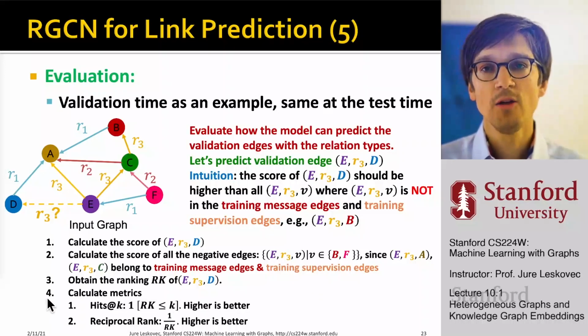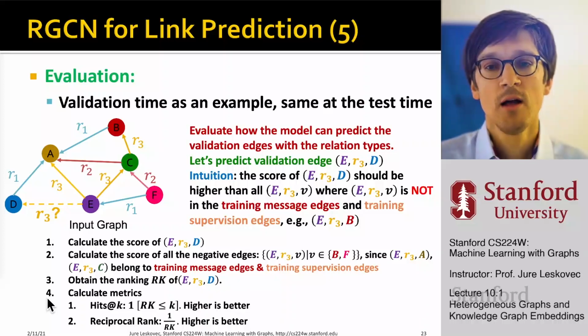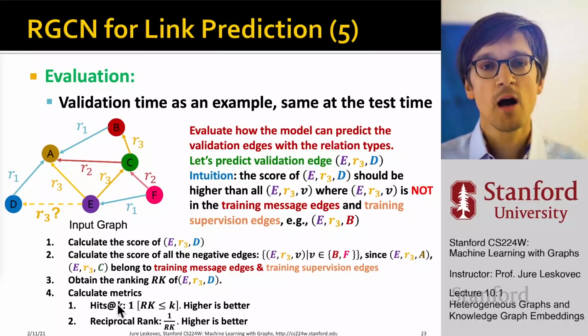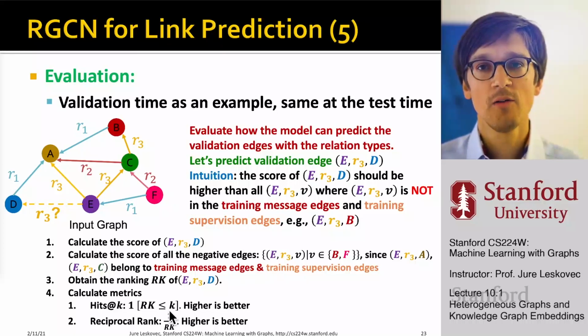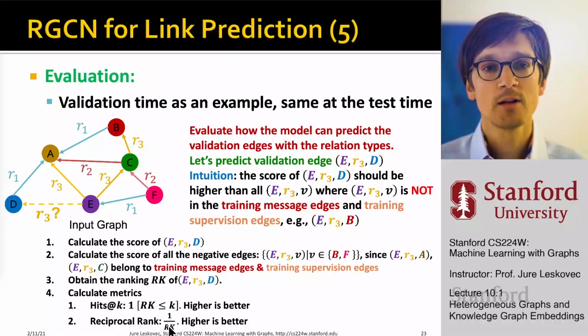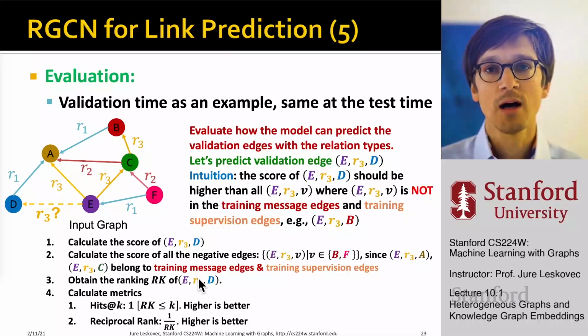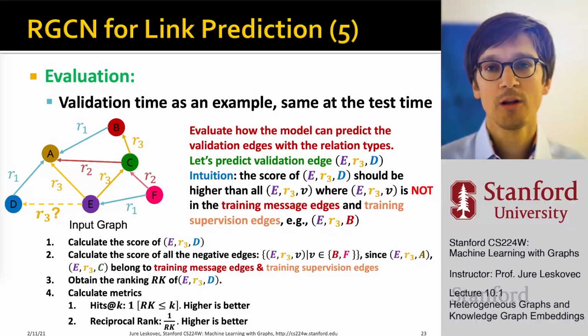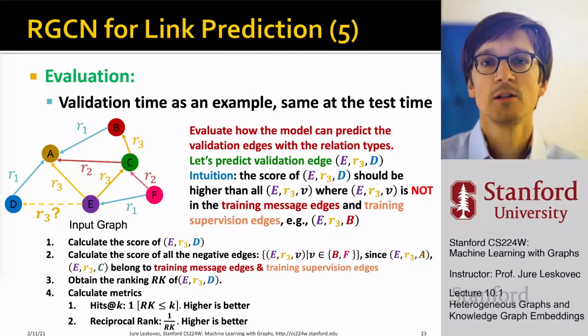And then how do I usually evaluate? I can do either what is called hits, which would be how often was the correct positive edge ranked among the top K of my predicted edges, or I can do a reciprocal rank, which is 1 over the rank of the positive edge ranked among all other negative edges. And then you can do mean reciprocal rank, and the higher the mean reciprocal rank, the better. The higher the hits score, the better.